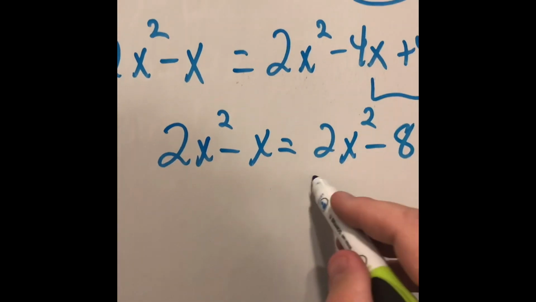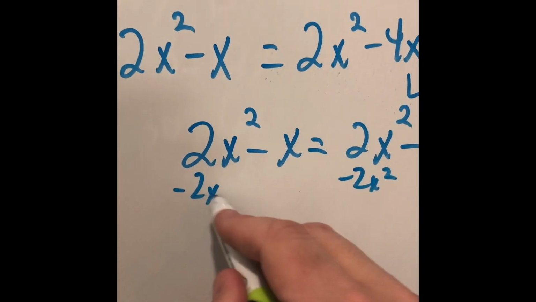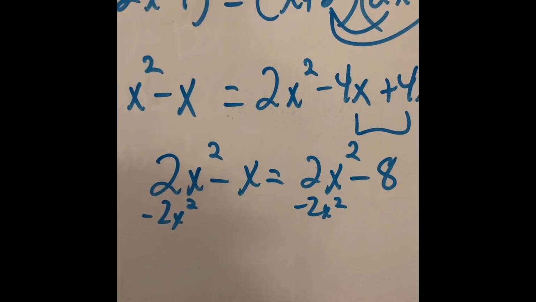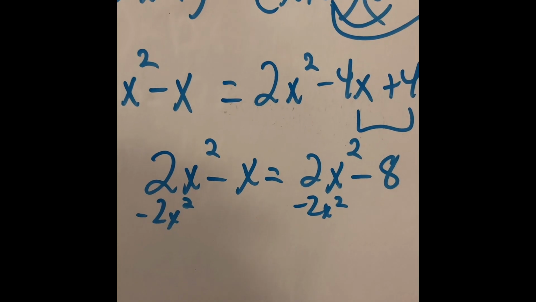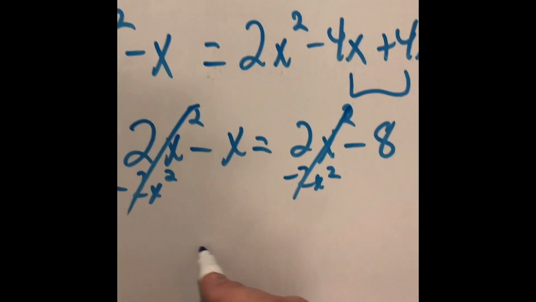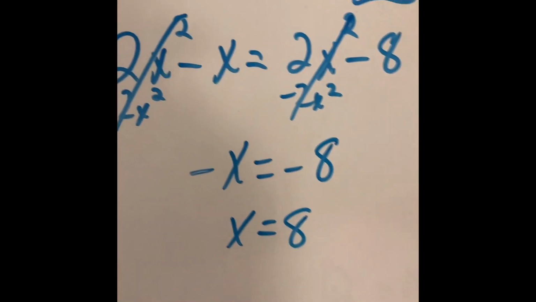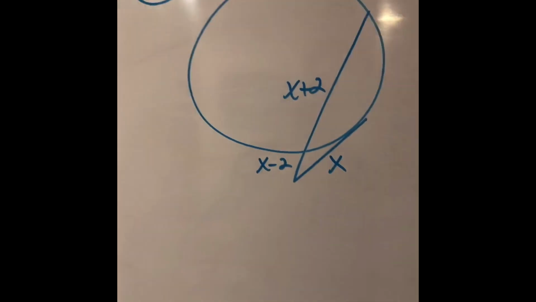Well, the 2x squareds actually cancel. So those of you freaking out right now because you see a 2x squared there, oh my God, Mr. Boyer, it's a 2x squared. Don't freak out. It's canceling out. Negative x equals negative 8, which means x is 8. Boom.